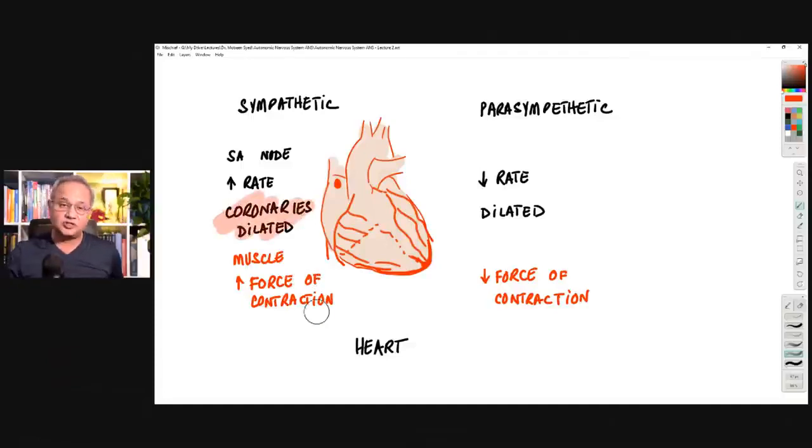Then coronary arteries, the arteries that supply the heart, will dilate so that more blood can go there. Of course, if the heart is going to work harder and faster, it would need more energy as well. So coronary arteries have to be dilated. You cannot ask the heart to work faster and constrict the coronary artery. You're going to kill it. The force of contraction of the heart muscle would increase. This is why we feel palpitations. Palpitation can occur because of many reasons, but one of the reasons is the sympathetic system where the muscle's force is increased.